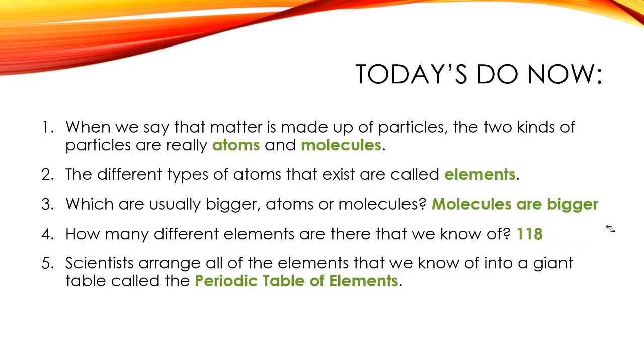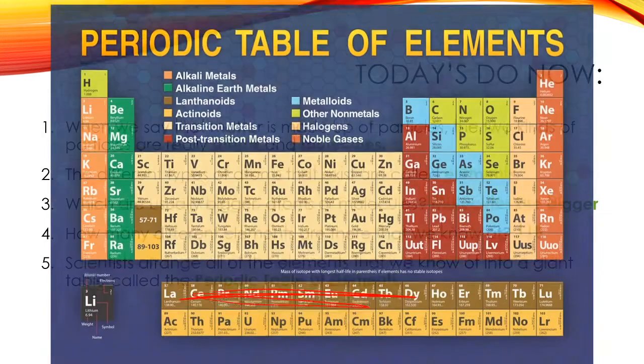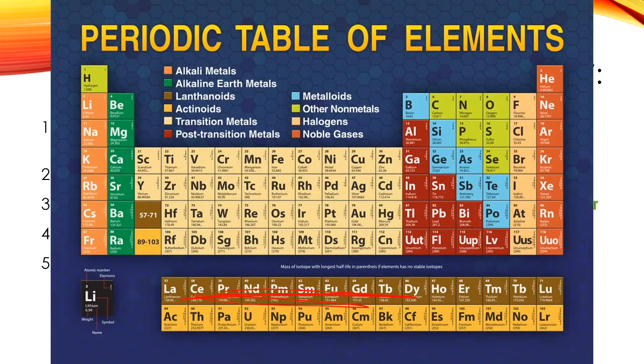And number 5, scientists arrange all of the elements that we know of into a giant table called the periodic table of elements. We showed it last week. Here it is again. It is one of the most incredible achievements of humankind to chart out all the elements that exist across the universe. There's 118 of them. There's so much information going on here that I can't even get into right now.